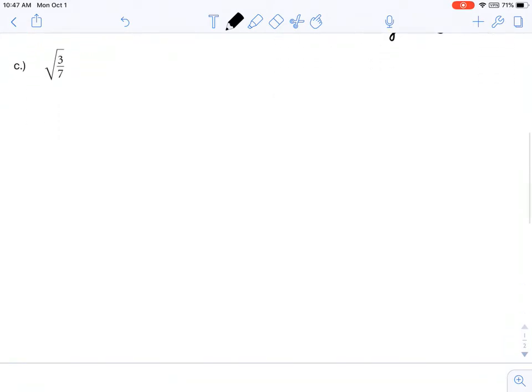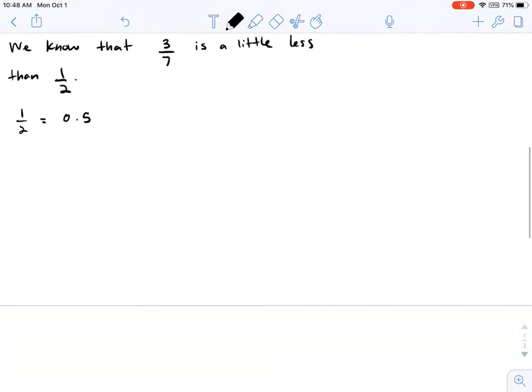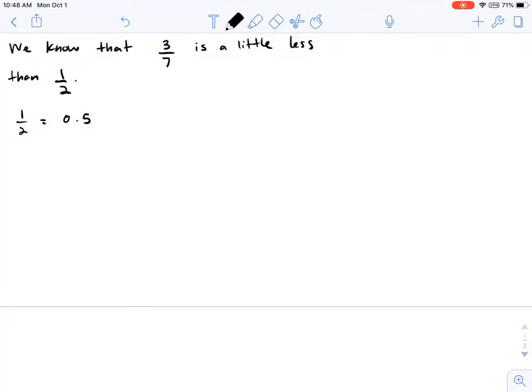And the last way, we have 3 over 7, or the square root of 3 over 7. So what I would do is choose a fraction that's a little bit easier to work with. So we know that 3 over 7 is a little less than 1/2. 1/2 is a little bit easier to work with. And so we know that 1/2 is equal to 0.5. So now I have to think of a perfect square that is close to 0.5.